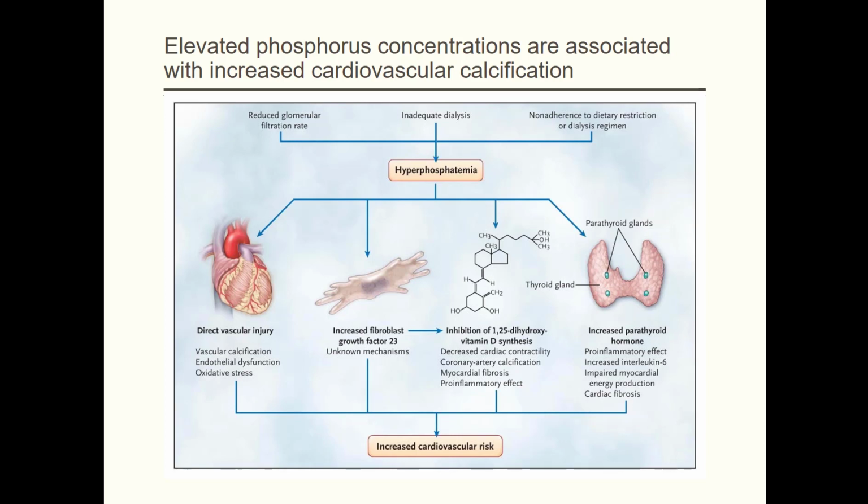Hyperphosphatemia stimulates the parathyroid gland to secrete PTH. This decreases reabsorption of phosphorus in the proximal tubules and increases phosphorus excretion in the distal tubules. Hyperphosphatemia leads to precipitation with calcium, leading to vascular calcification and hypocalcemia. The resulting hypocalcemia further stimulates PTH secretion. These all increase cardiovascular risk.